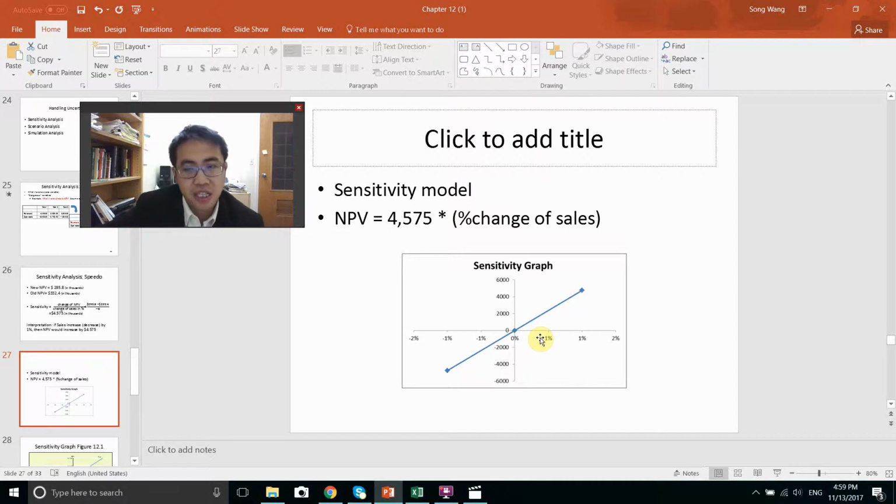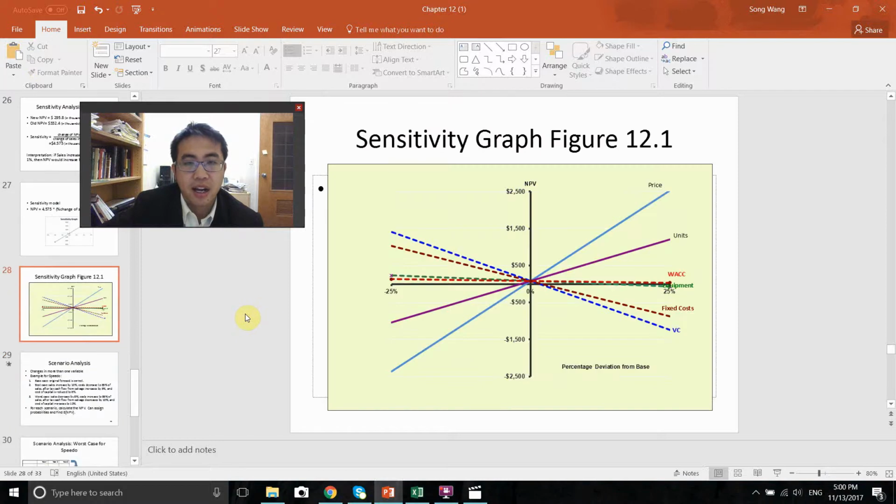So what's the meaning of sensitivity analysis? It does not make sense if you conduct sensitivity analysis just for one variable. Okay, if you just do the sensitivity of sales, it does not make sense. The only way that sensitivity analysis makes sense is when you analyze multiple variables at the same time.